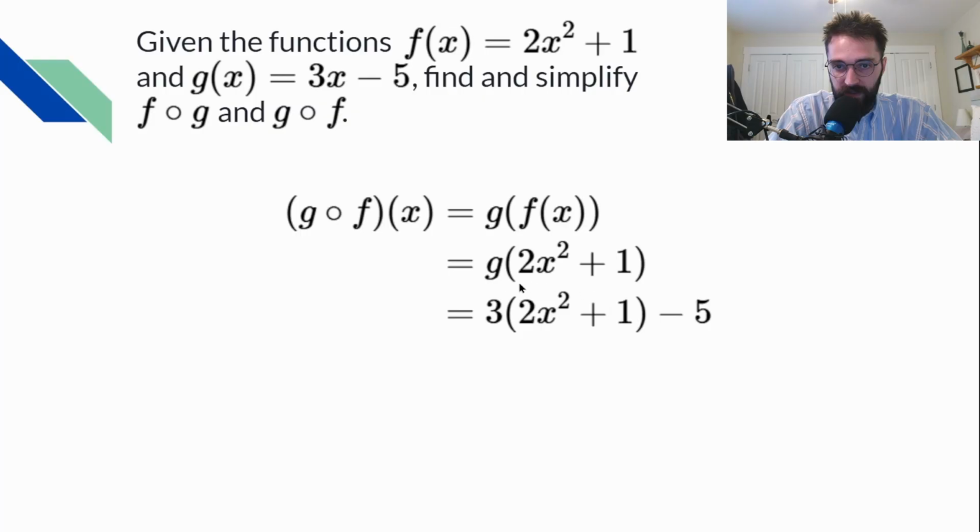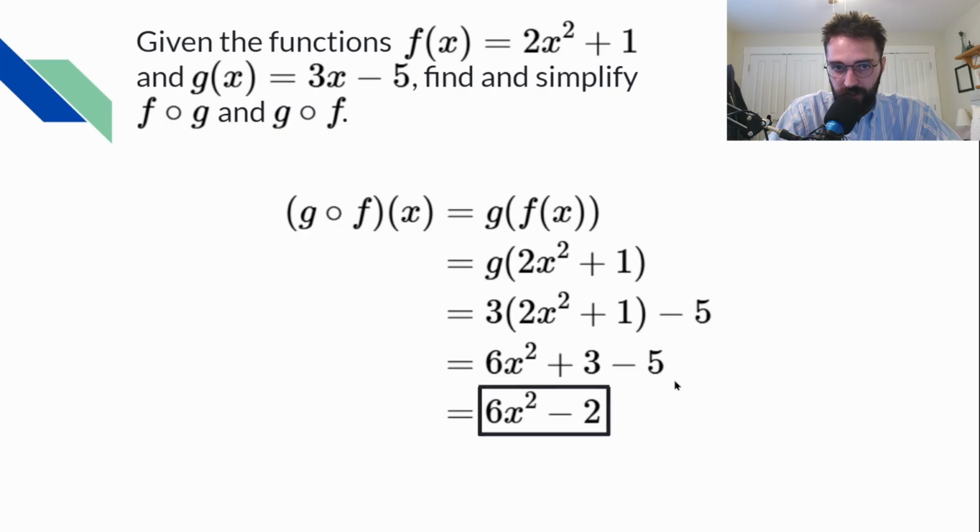Let's distribute this 3 to each piece in the parentheses here. And that gives us 6x squared plus 3 minus 5. And 3 minus 5 is negative 2. So our final answer for g circle f is 6x squared minus 2.